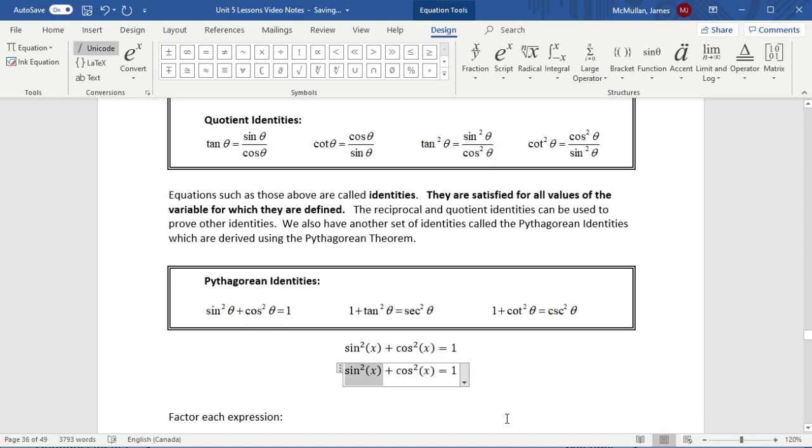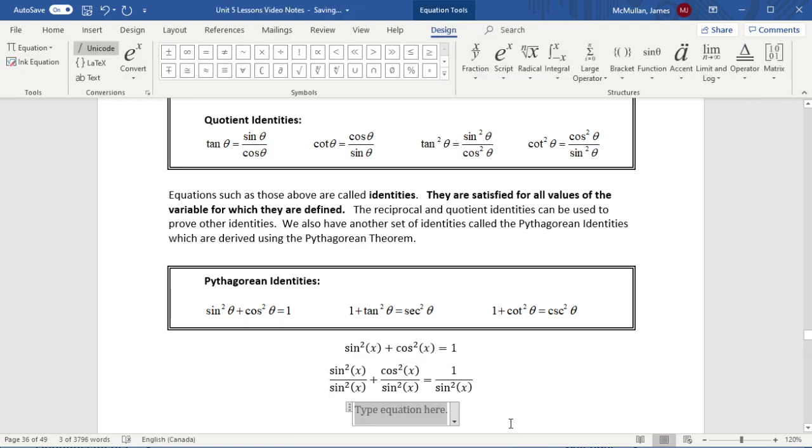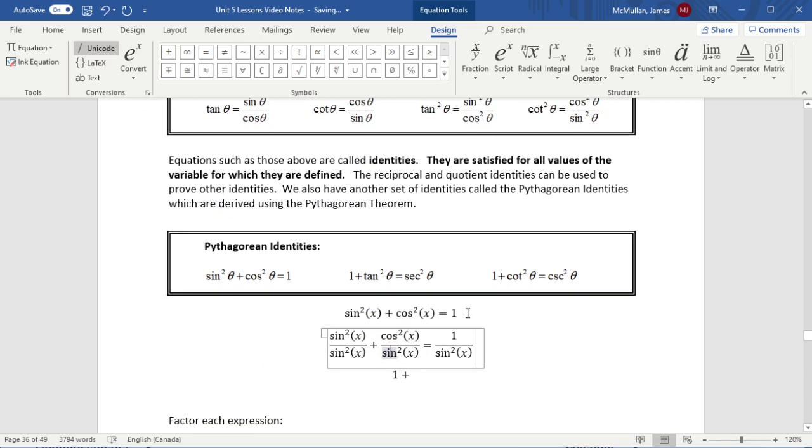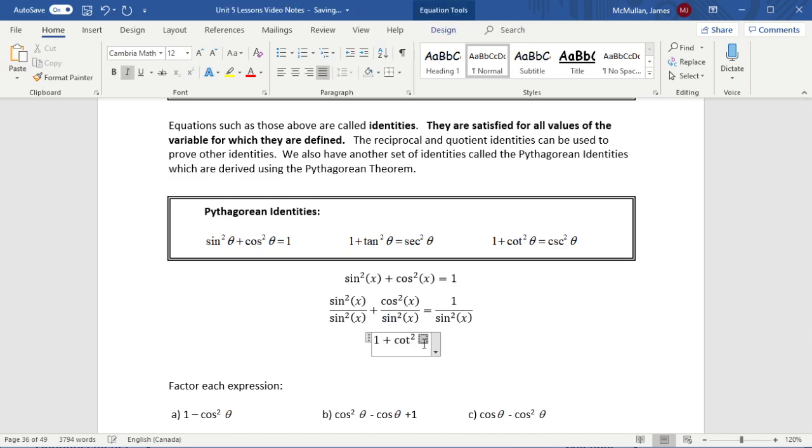Let's take each term and divide by sine squared. You get sine squared over sine squared plus cos squared over sine squared equals 1 over sine squared. Sine squared over sine squared is 1. Cos over sine is cotan, so cos squared over sine squared I can replace with cotan squared. And 1 over sine is the same thing as cosecant. Therefore, I've just developed this answer: 1 plus cotan squared equals cosecant squared. So it's pretty easy to develop.